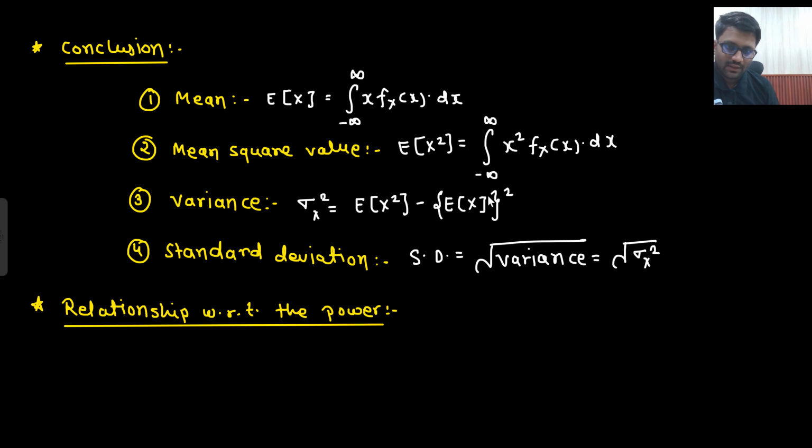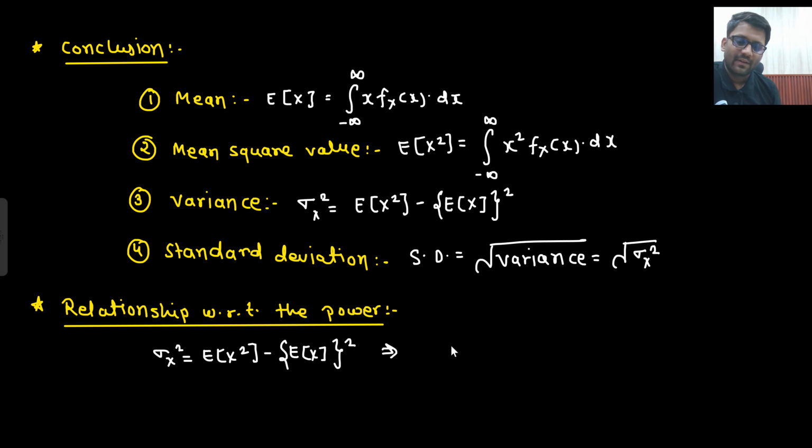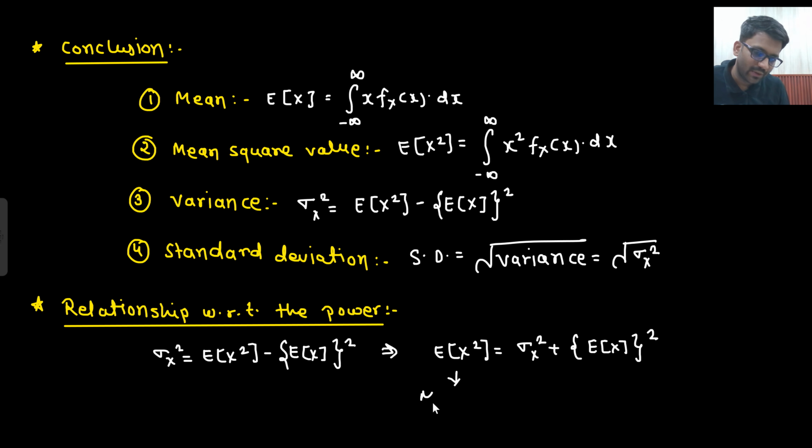Now let's take care of this particular expression. Sigma x square is equal to E[x square] minus (E[x]) whole square, right? So from here, what can you write? From here you can see that E[x square] is equivalent to sigma x square plus expectation of x whole square. What is this known as? Mean square value of random variable x.